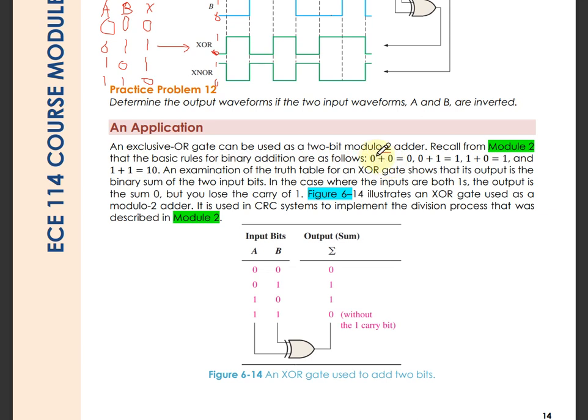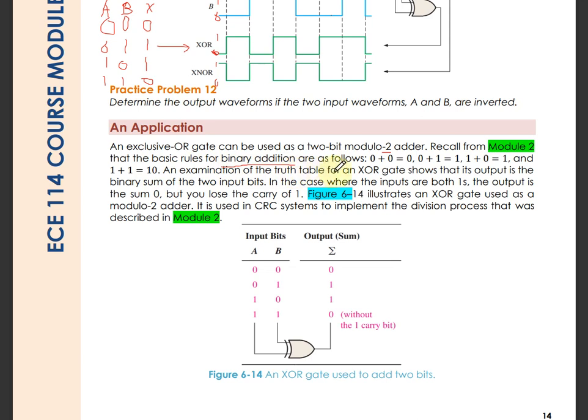When you add 0 plus 0, binary addition is different from Boolean algebra, no? That is different from our Boolean addition. In binary, 0 plus 0 is equal to 0, 0 plus 1 is equal to 1, 1 plus 0 is equal to 1, and 1 plus 1 is equal to 0 carry 1, di ba? This is the binary addition. In our Boolean addition, 1 plus 1 is equal to 1 directly, no?